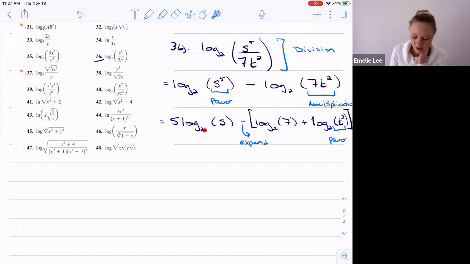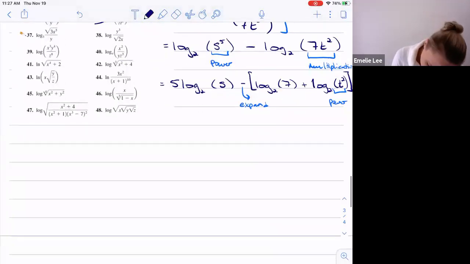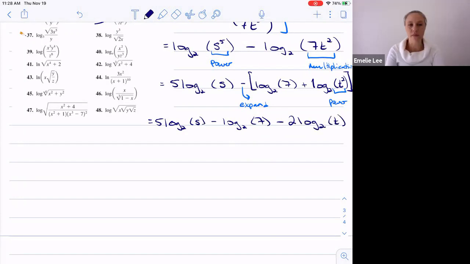There's nothing more I can do here. I've got the log base 2 of s, even though it looks like a 5, but just be careful. So the log base 2 of s, I'm done. But now, just to finish it here, I've got 5 log base 2 of s minus the log base 2 of 7 minus 2 times the log base 2 of t. And now it's expanded.